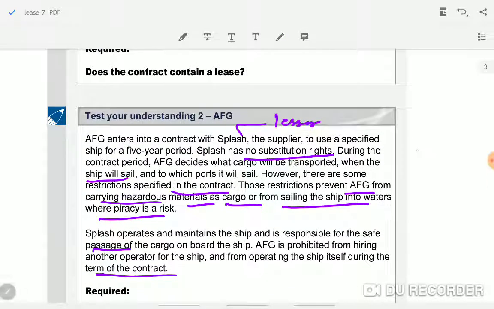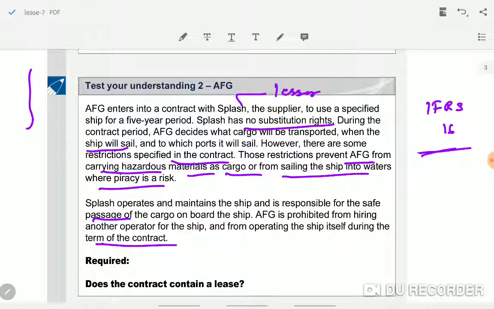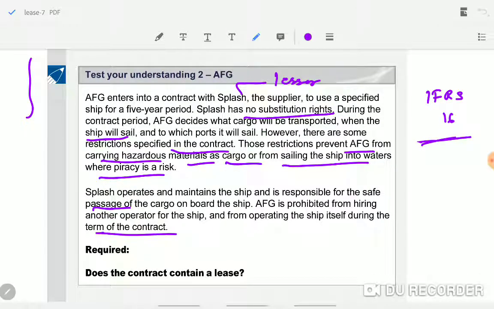Again, to answer, you could just write the general points given in IFRS 16 to say when the contract is a lease contract. Again, they told one of the points given is lessee is imposing certain restrictions on the use of the asset. Yeah, here you can mention, after writing general points, the underlying asset is identified in the contract, which is the ship, and lessee has the right to direct the use of the ship. Is given. They decide what cargo will be transported, when the ship will sail, and to which ports it will sail. So they have fully the right over the use of the ship.